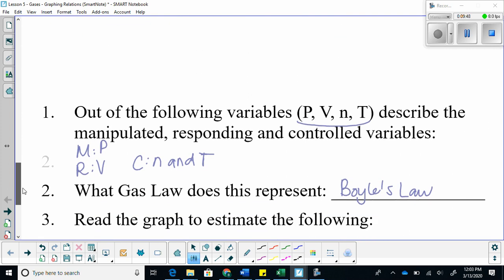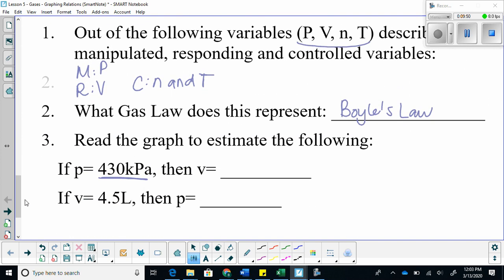So at about 400, my volume is about 2.5 liters.